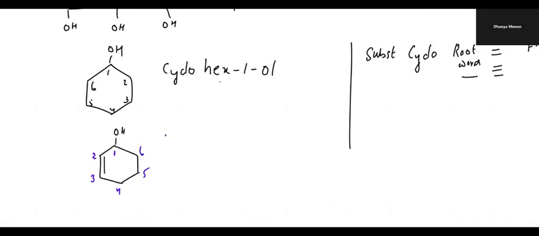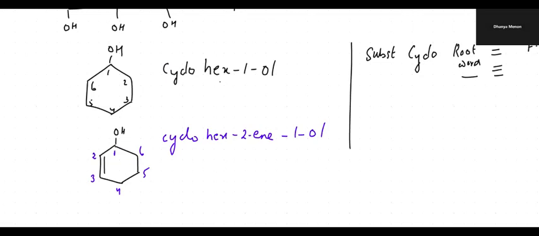So this is cyclo. Root word is hex. At the second position, we have the double bond. Okay. 1-ol. Okay.